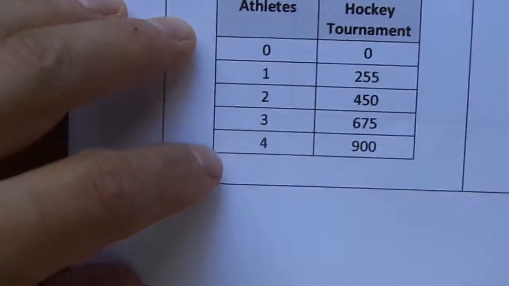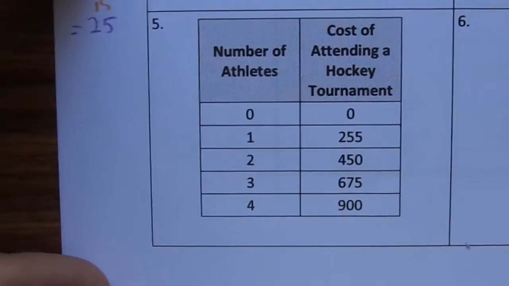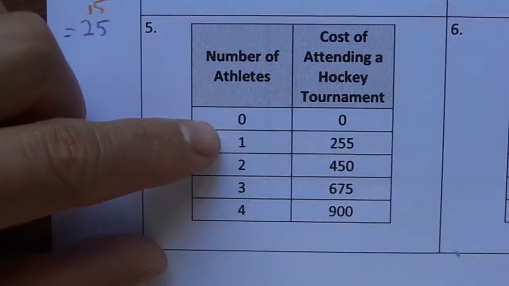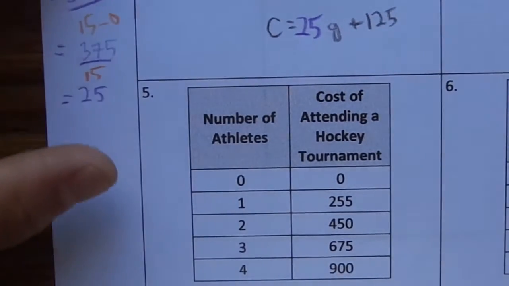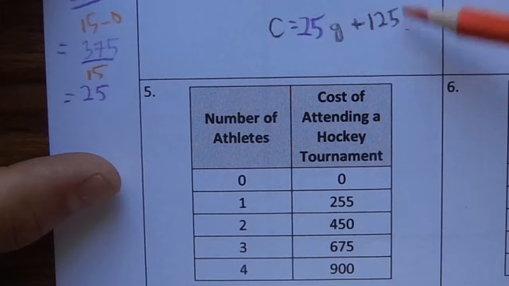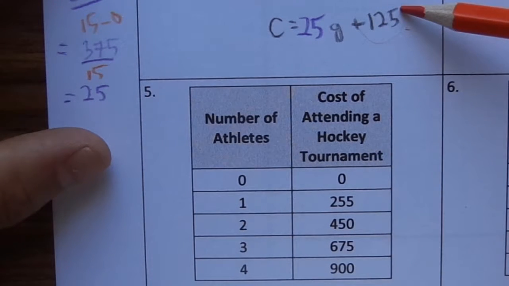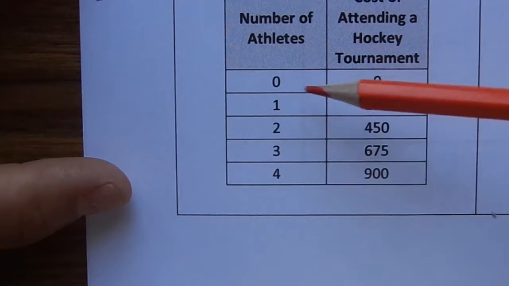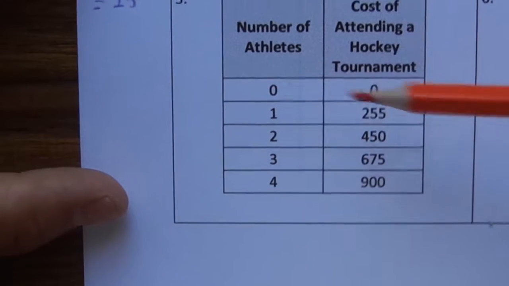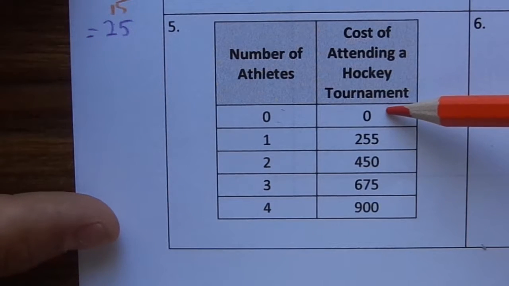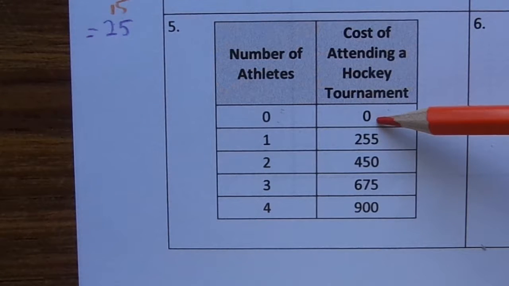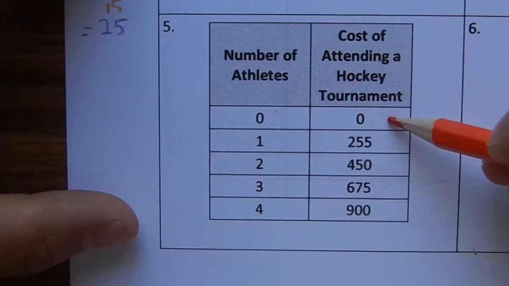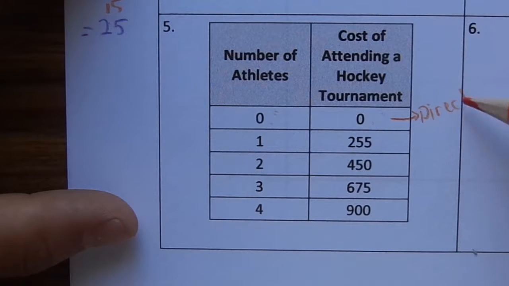Now, you do the same thing here. Scrolling back to the one we just did, we notice it starts at 125 and not 0. Therefore, is it partial or direct? Correct, it is partial. Now for this question, we notice that the number of athletes is 0, and the cost of attending a hockey tournament would be 0 if there are no athletes. It's starting at 0, therefore this would be direct variation.